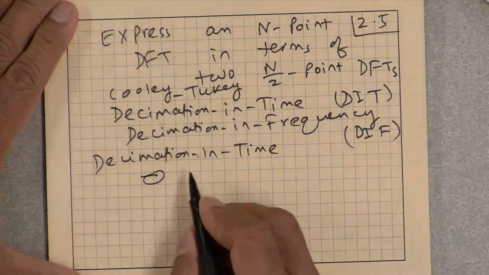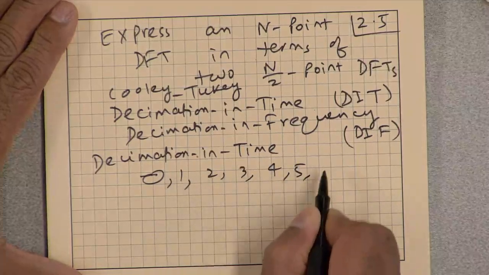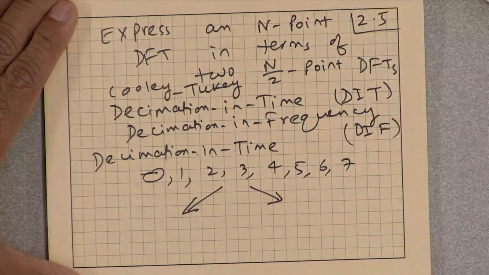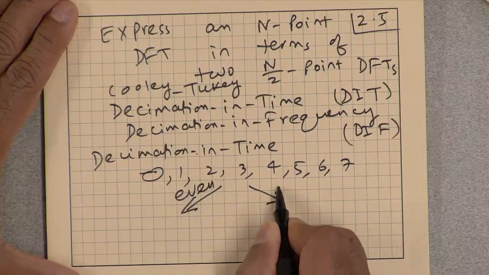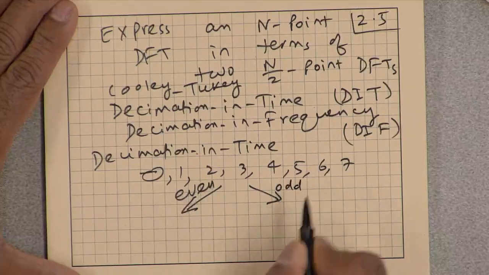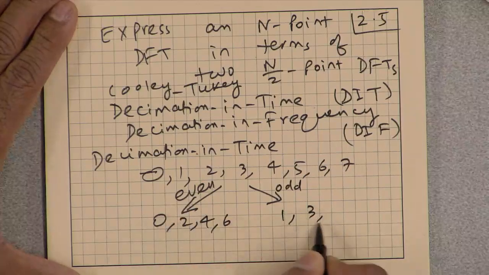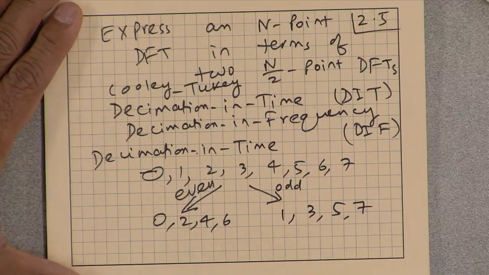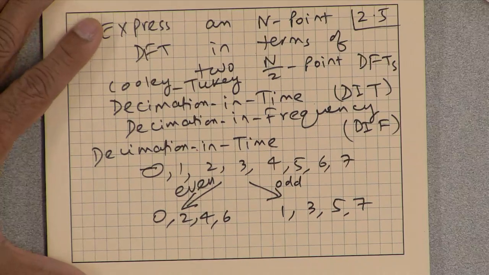So if I have samples 0, 1, 2, 3, let's say an 8-point sequence. First thing you downsample and separate in terms of even and odd. So these will be sample numbers 0, 2, 4, 6. These will be 1, 3, 5, 7. Okay, so that's how I describe the 8-point in terms of two 4-point sequences.